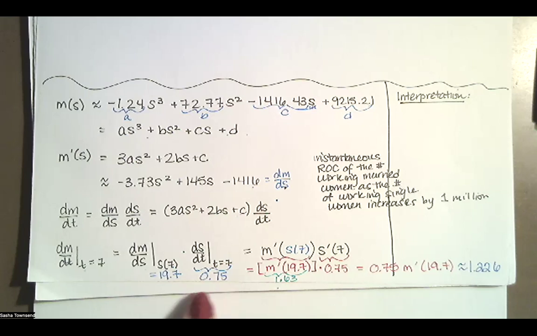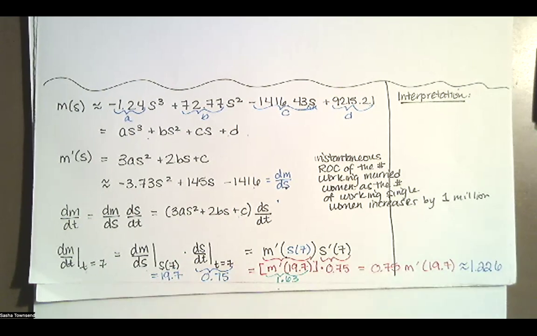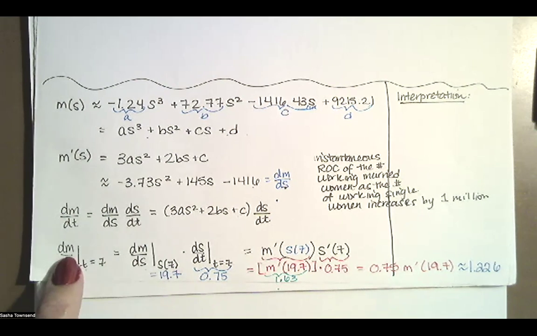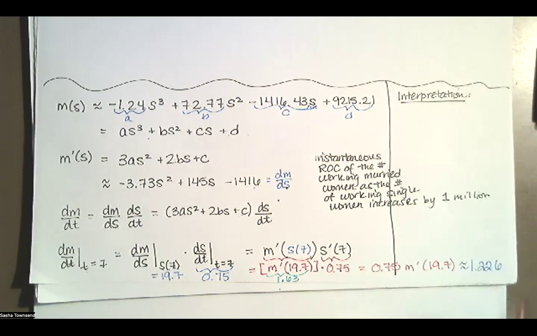So you say, okay, well, what does that mean when I multiply those together? When I multiply those together, I get this number 1.226, which tells us that the rate of change of the number of married working women with respect to time in the year 2007 is 1.226 million. So approximately 1,226,000 married women were added to the workforce in 2007. As we went from 2007 to 2008, that instantaneous rate of change is that 1.226.